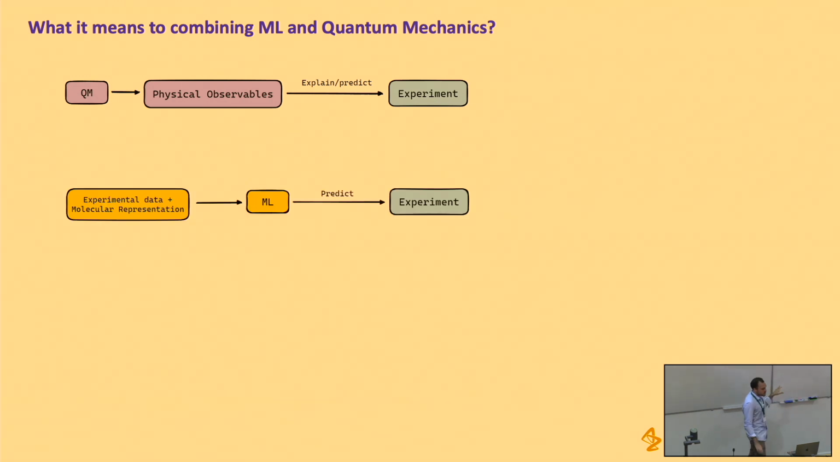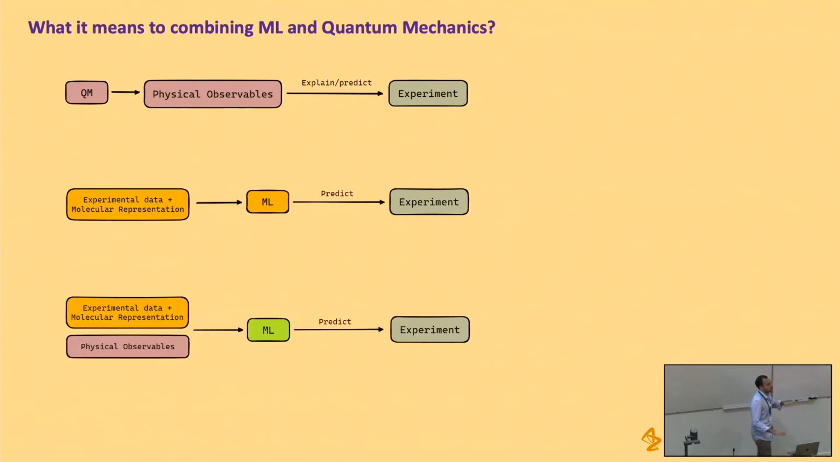Whereas with a machine learning approach, you gather some historical data and you add some molecular representations, some molecular descriptors, you build your model, and with that model you predict the experiment. So what we're trying to do here is to just plug in some physical observables from QM and use them as descriptors.